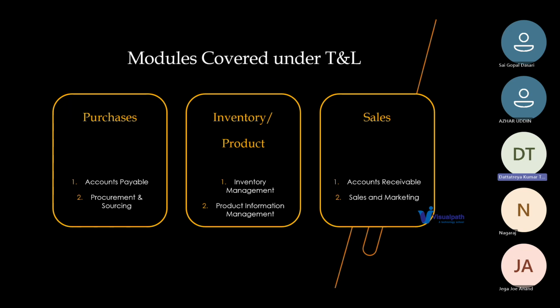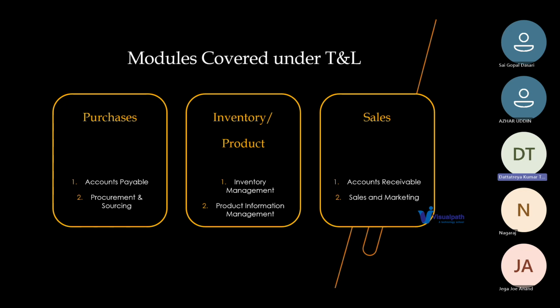These are the four areas that we are going to cover, and across these four areas we have 6 modules in Dynamics 365. Under purchase, these two are the ones: accounts payable, and procurement and sourcing. When it comes to sales, accounts receivable and sales and marketing. When it comes to inventory, we have inventory management. When it comes to product, we have product information management. And we have a curriculum also of what we are going to cover.